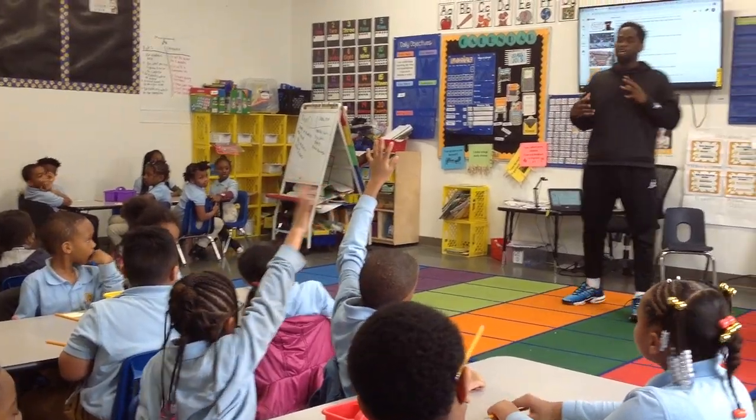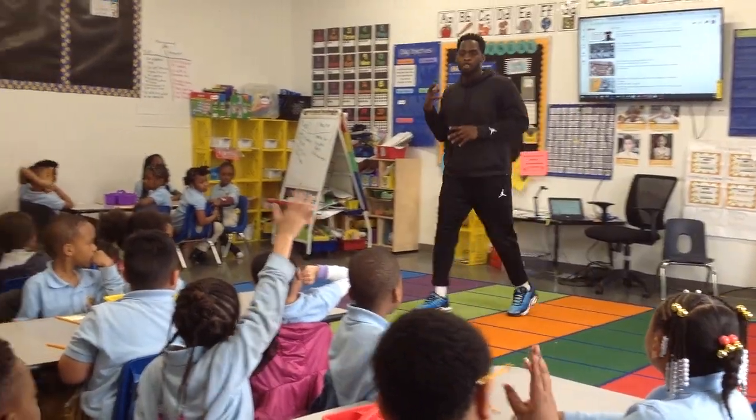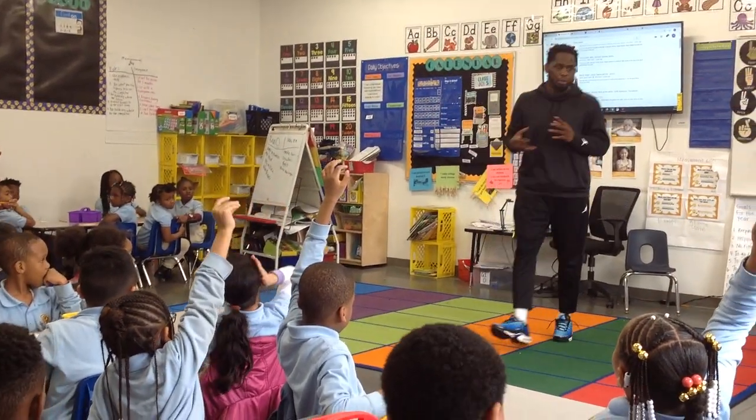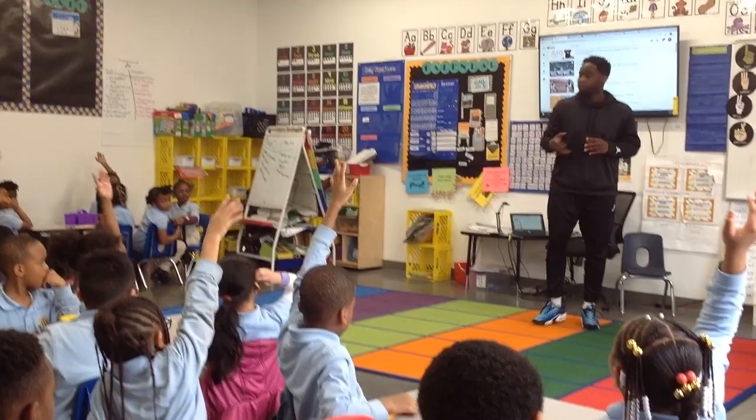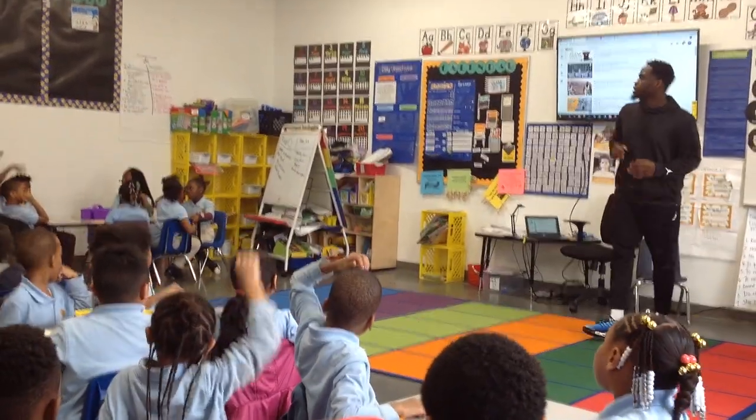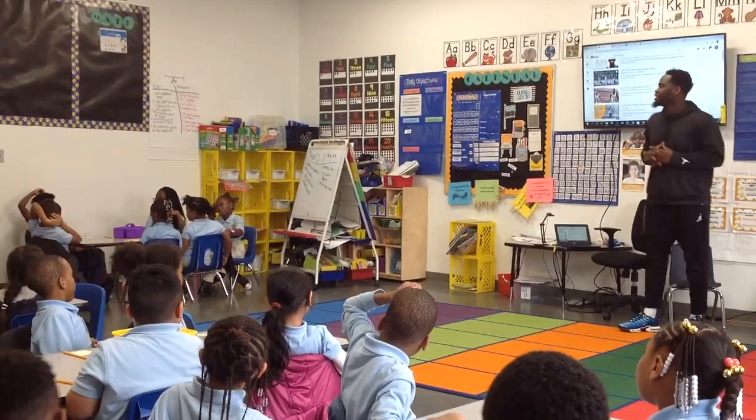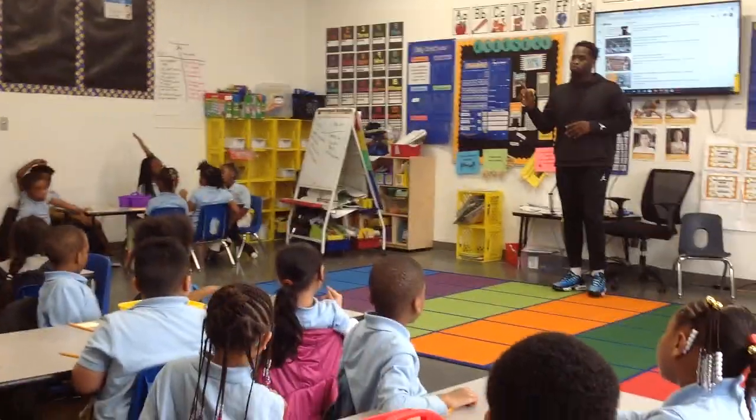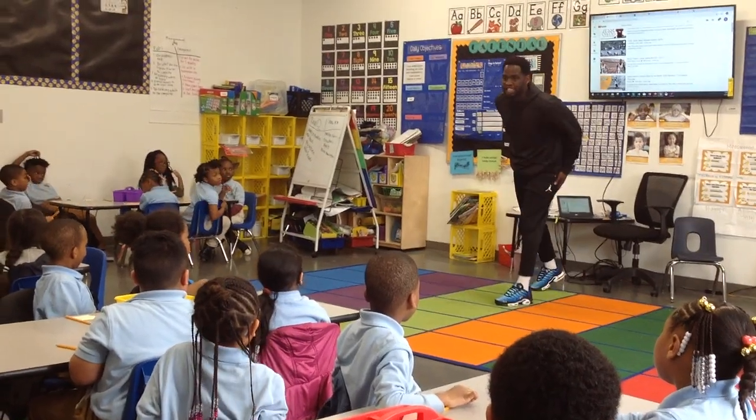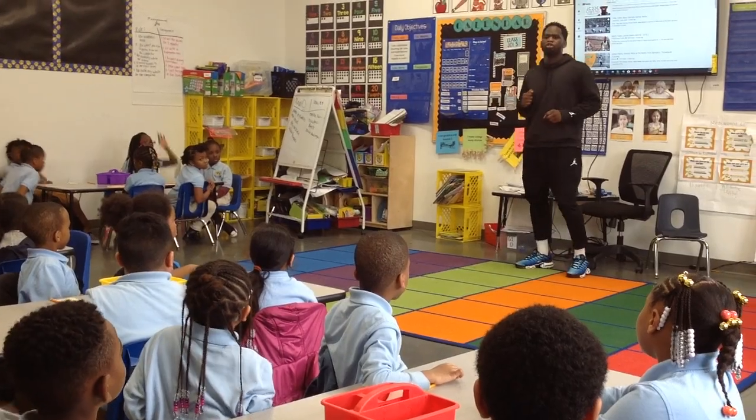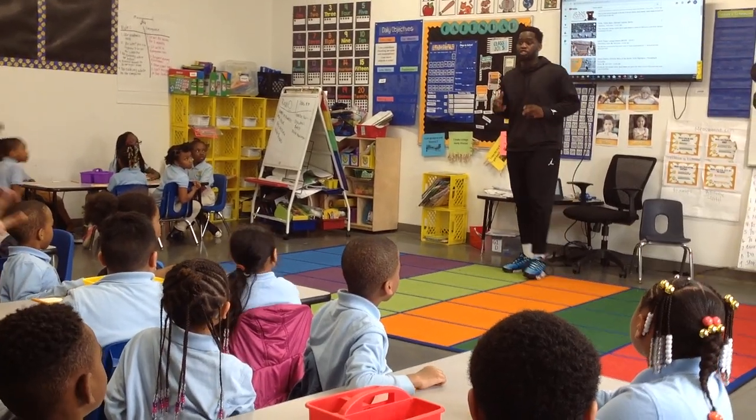So when you do relay races, is there a certain way we're supposed to run? Is there a kind of form and posture you're supposed to use when you're running? Carly. Supposed to run straight. So when you run straight, are you supposed to run standing straight up, or are you supposed to get low and then start running? You're supposed to get low and start running, right?